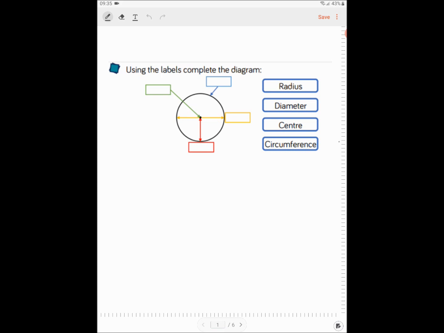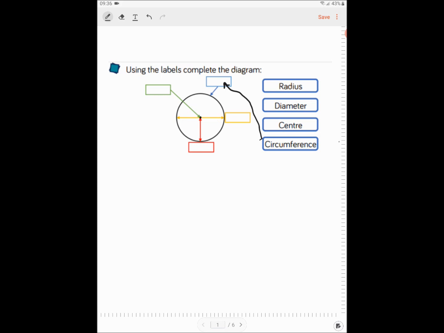Okay, so if we're looking at this diagram of the circle, we've got lots of different parts of the circle. Now, the outside area or the perimeter of the circle is known as the circumference. So I'm just going to draw into there. If you think of the word circle and circumference, they come from the same root word, so it just means it's the outside edge of the circle.